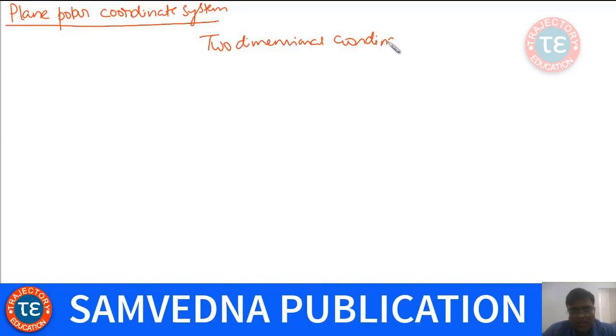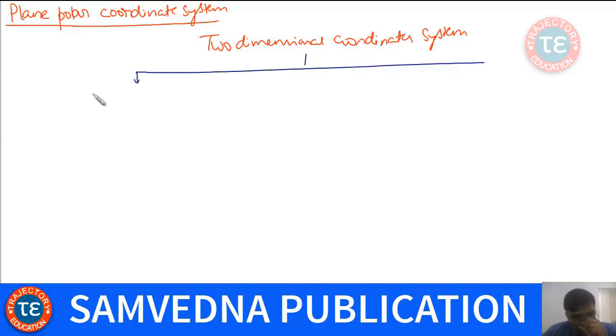There are in fact two very famous kinds of two-dimensional coordinate system. One is the Cartesian coordinate system, and the other is the plane polar coordinate system. One is the Cartesian coordinate system, the other is the plane polar coordinate system, right?